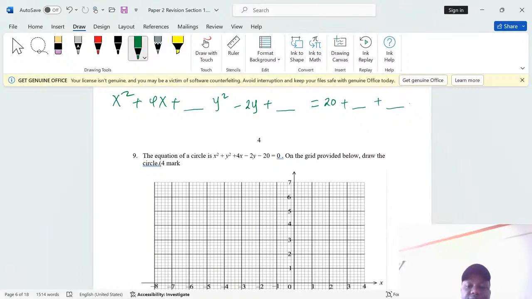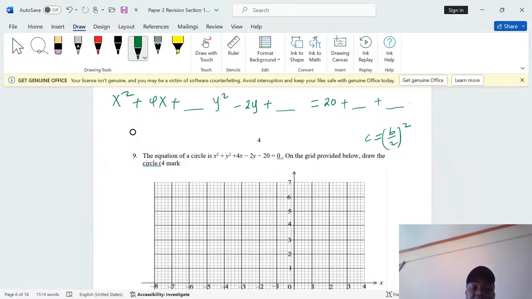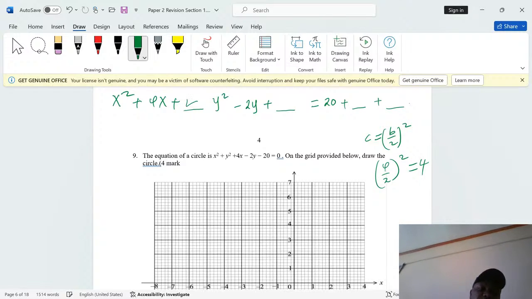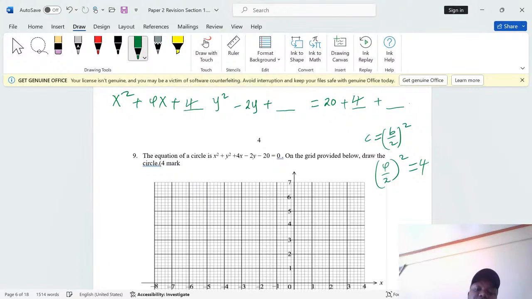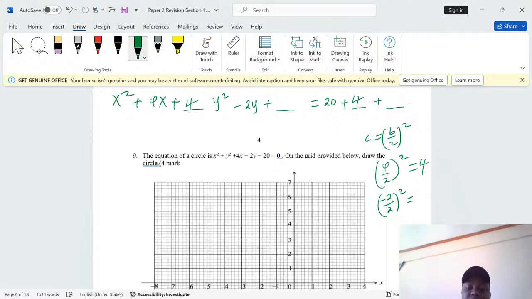How do we get the constant? The constant is usually given by b over 2 squared to get a perfect square. Therefore, for the x, b is 4. So 4 divided by 2, then we square. We get 2 squared, which is 4. Therefore, we are supposed to add a 4 here, and we also add it to the right hand side. Again, for y, we take negative 2, we divide by 2, then we square. That will be negative 1 squared, which is positive 1. Therefore, we will add 1 here, and we also add 1 to the right hand side.